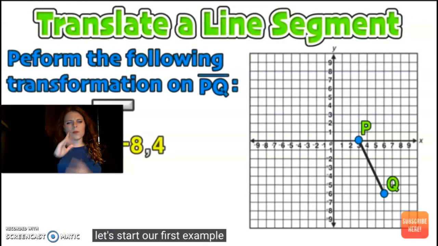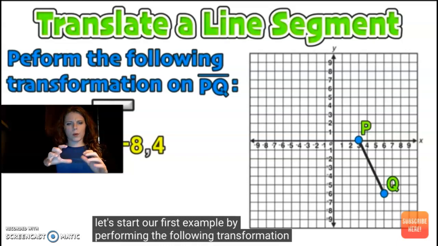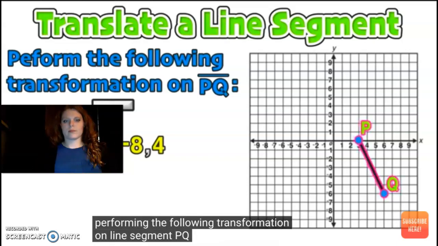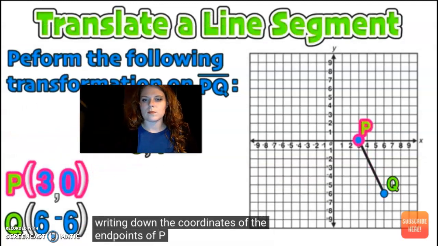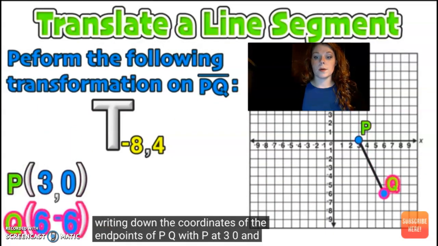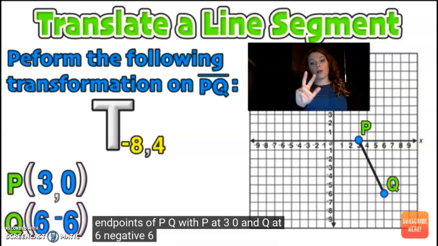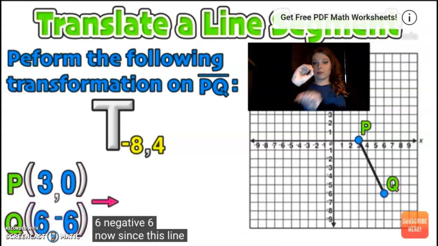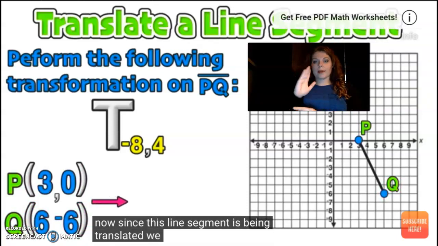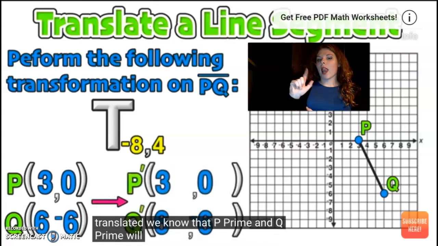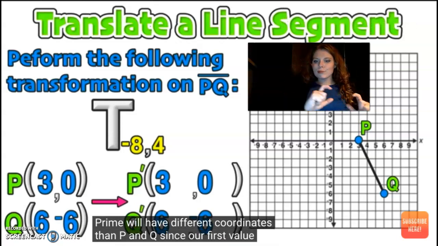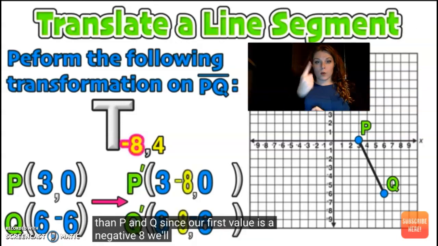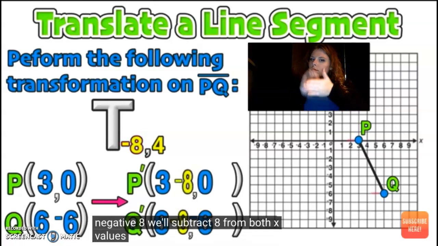Let's start our first example by performing the following transformation on line segment PQ. We can start by writing down the coordinates of the endpoints of PQ with P at 3, 0 and Q at 6, -6. Now, since this line segment is being translated, we know that P prime and Q prime will have different coordinates than P and Q. Since our first value is a -8, we'll subtract 8 from both x values.